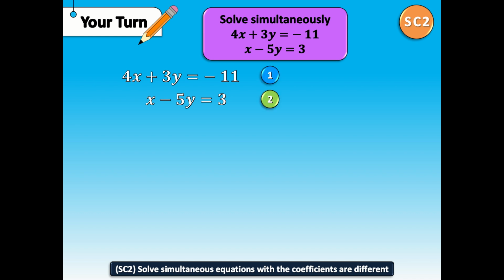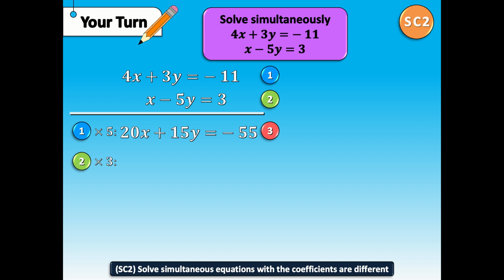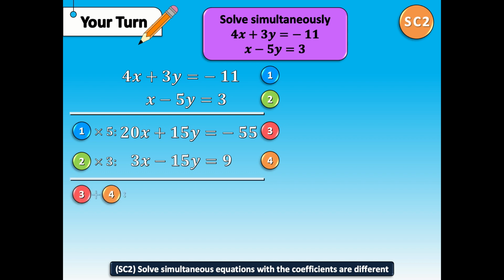So in this question, I want to times the first equation by 5 to make it 15y, and times the second equation by 3 to make it minus 15y. Because the signs are different, I'm going to add them together. So I get 23x equals minus 46. Divide both sides by 23, so x equals minus 2.